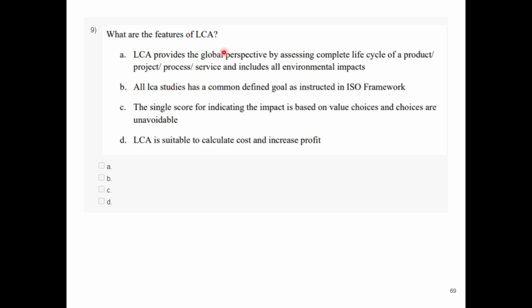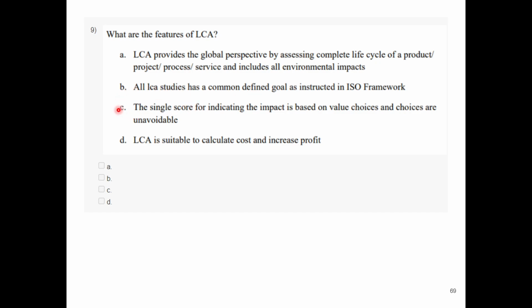Okay, what are the features of LCA out of A, B, C, D? So LCA provides the global perspective by assessing the complete life cycle of a product, project, process, service, and includes all environmental impacts. So that is true. So he is correct. B, all LCA studies have a common defined goal as instructed in the ISO framework. So that is wrong. The goal depends on the target audience, so it cannot be common. Okay? So B is wrong.